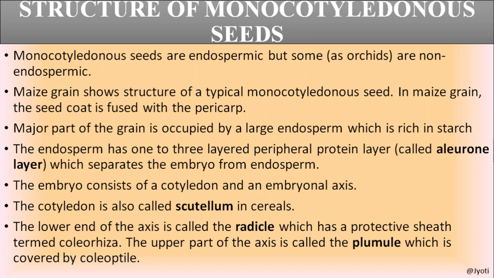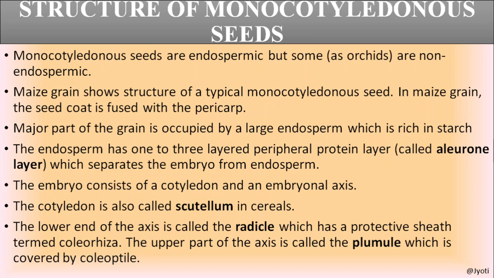Besides that, this endosperm has one or two peripheral protein layers. Very, very important, children, and that protein layer is called the aleurone layer, which separates the embryo from the endosperm. I will show you the picture so that it will be clear to you. So in the monocot seed or grain, the embryo and endosperm are separated. The endosperm is fleshy and rich in starch, but in between the endosperm and the embryo there are one or more protein layers which separate the embryo and endosperm, and that is called the aleurone layer.